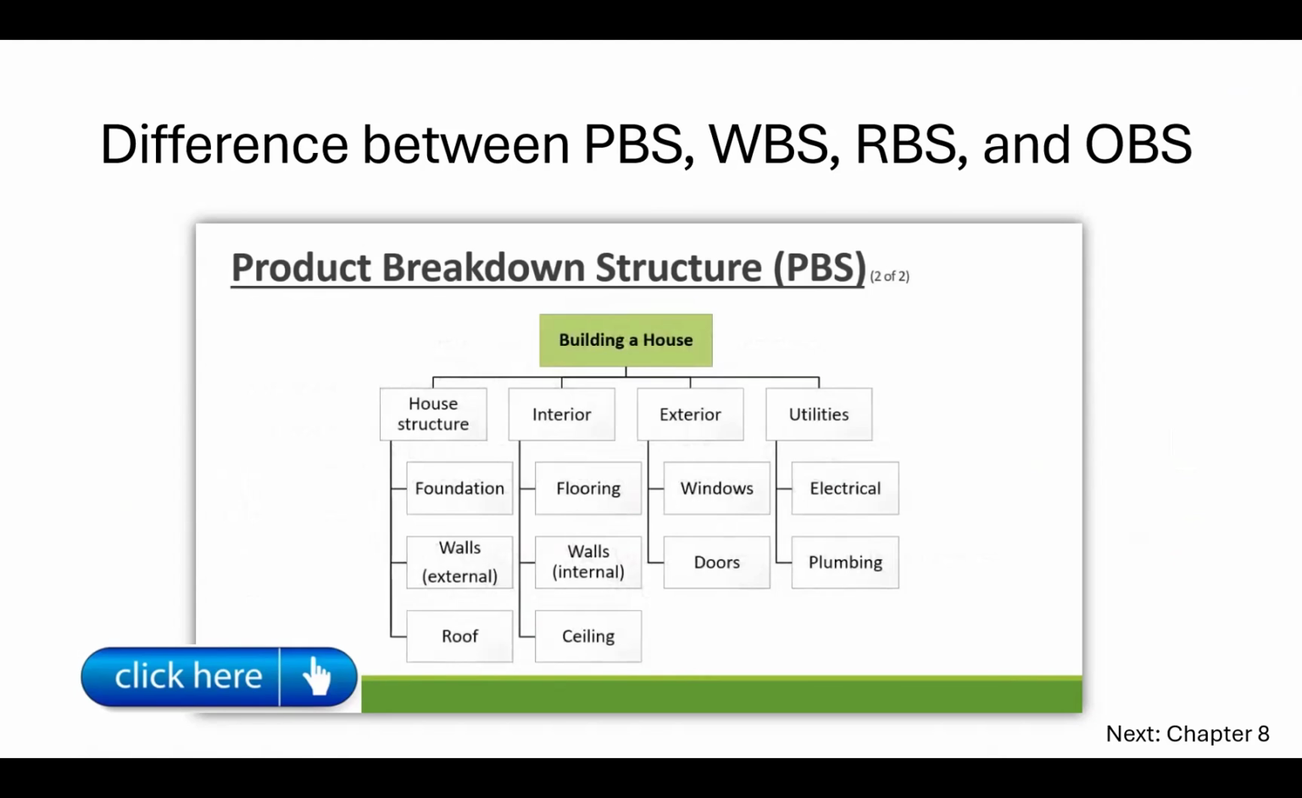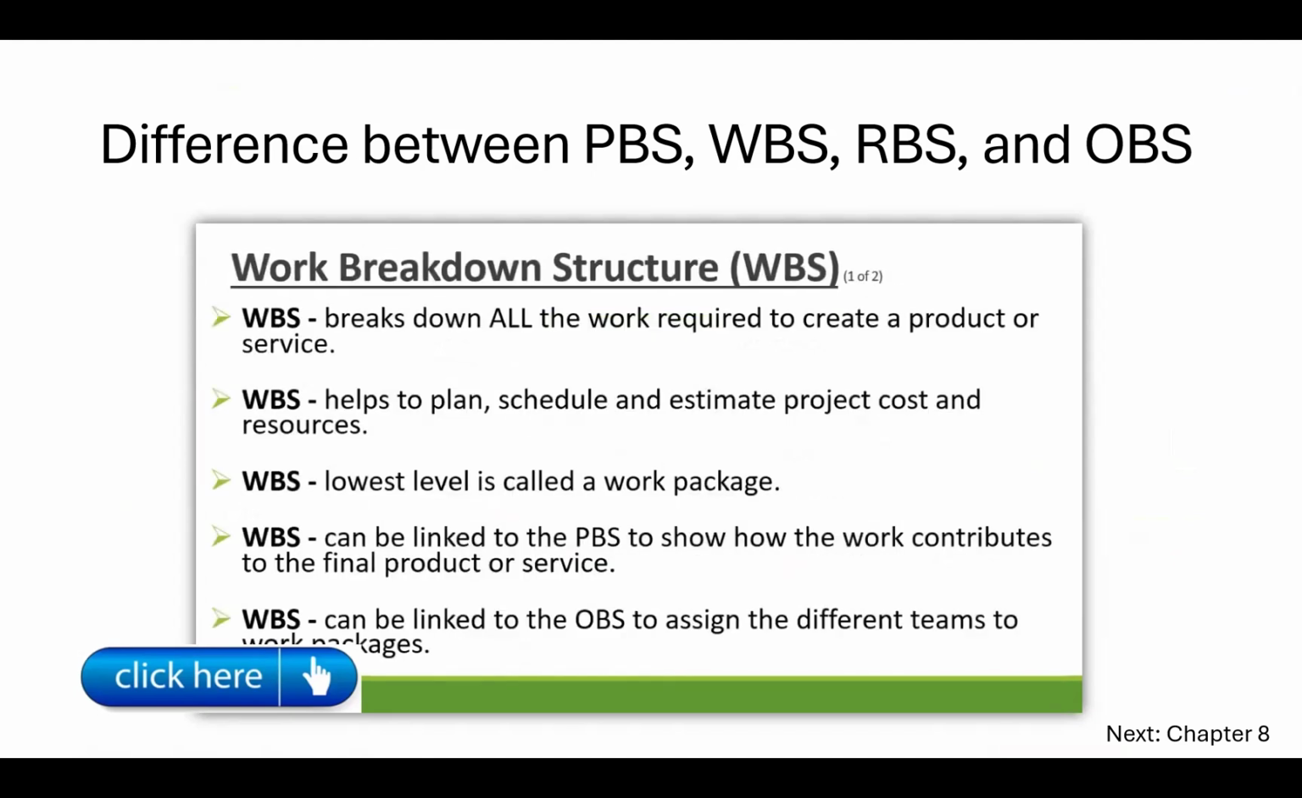Now, the example is building a house. The different components of building the house might be the house structure with the foundation, external walls, and roof. The interior of the house with the flooring, internal walls, and ceiling. Exterior might be windows and doors, and utilities might be electrical and plumbing. Now, secondly, let's have a look at our work breakdown structure.